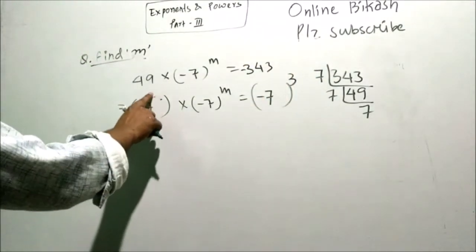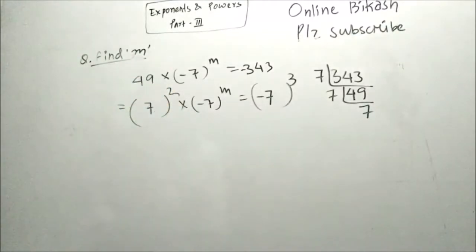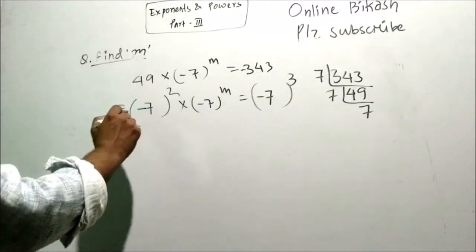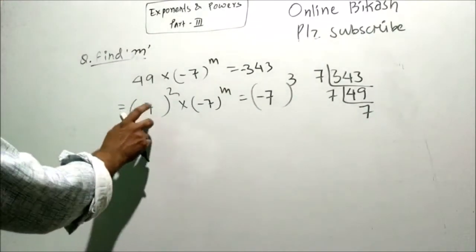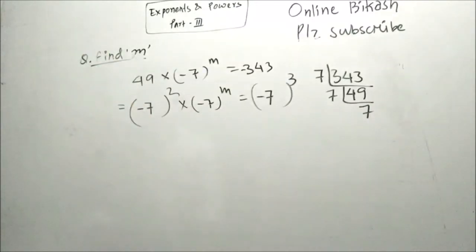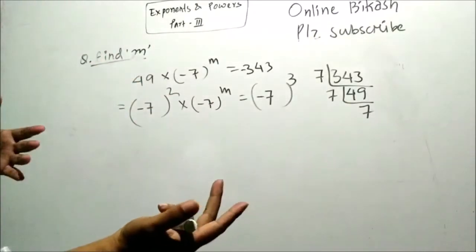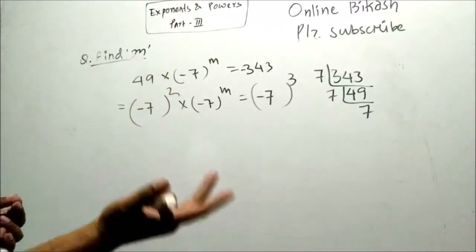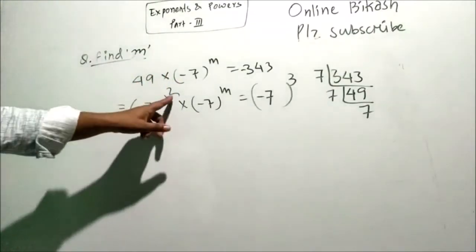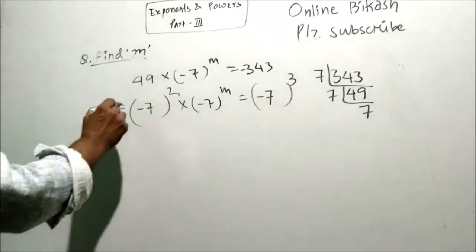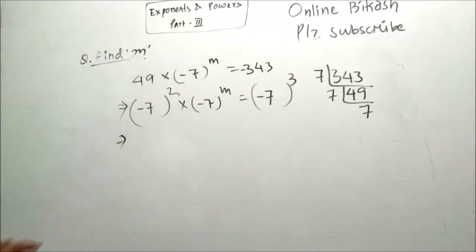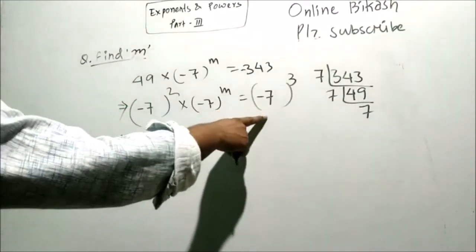But here this one is not minus. So what we will do, we will put a minus sign. Will it make the value different? No, it will not bring any difference. Why? Because minus 7 square is also 49, and 7 square is also 49, because the power is even. When the power is even, this negative sign does not have any value. So we have minus 7 square, minus 7 to the power m, and minus 7 cube.